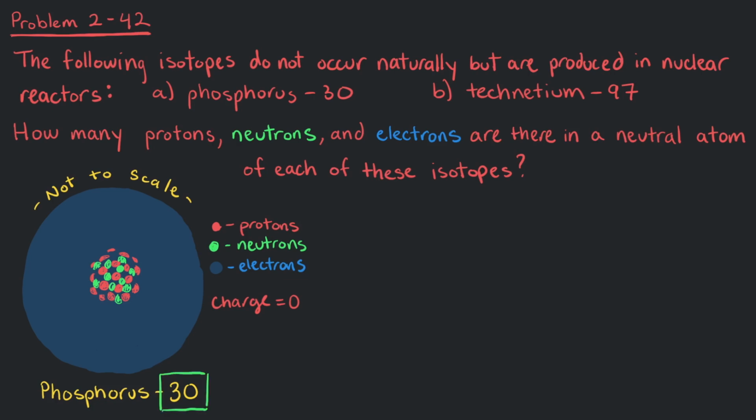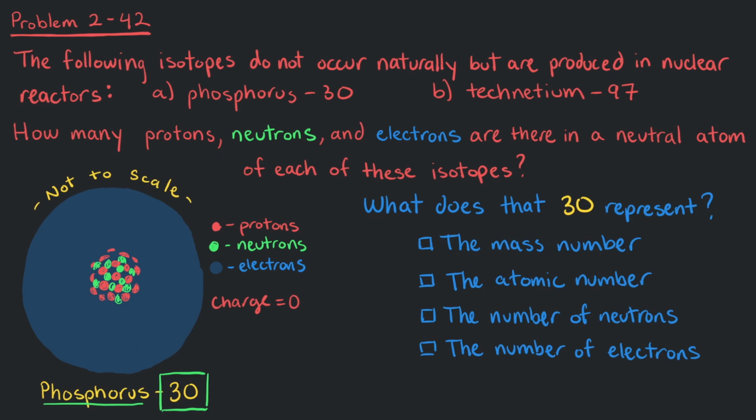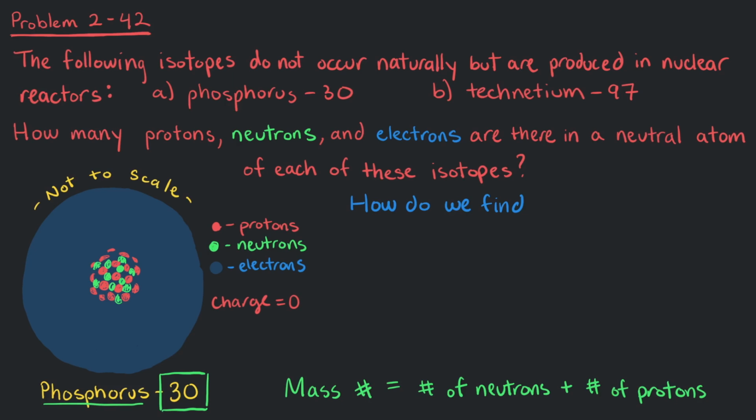Notice the number 30 next to phosphorus. What does that 30 represent? Yes, it's the mass number, which is the total number of neutrons and protons combined. But how do we find just the number of protons?